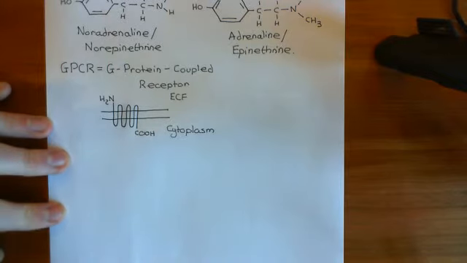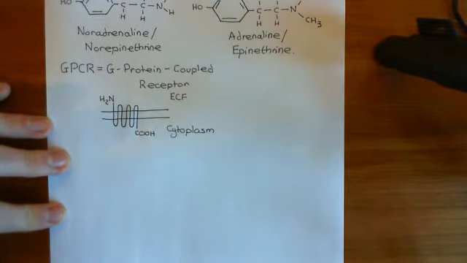Okay, so this is a massive, massive family of proteins, and it's also extremely pharmacologically important because 30 to 40% of the drugs that are used clinically work by acting on G protein coupled receptors, and we're going to see many examples of drugs that are used clinically which work on the adrenoreceptors specifically.